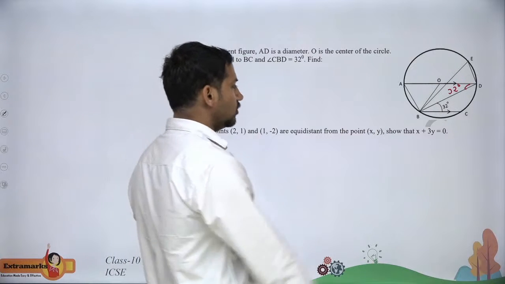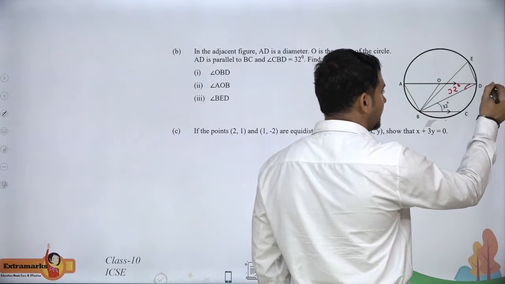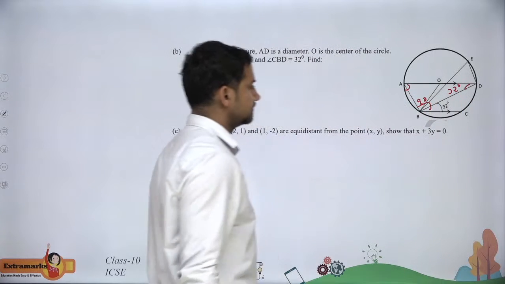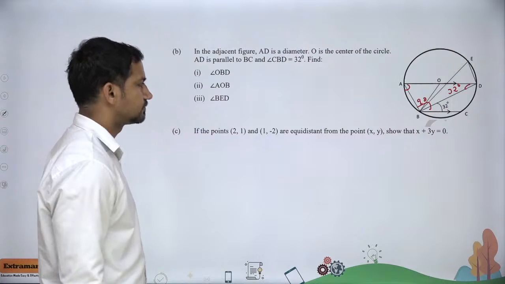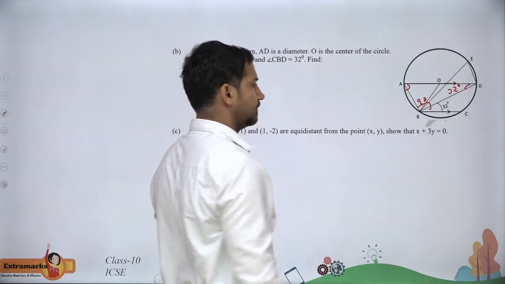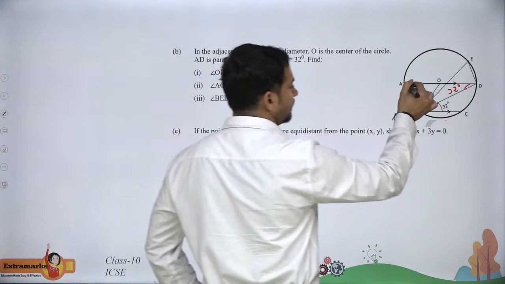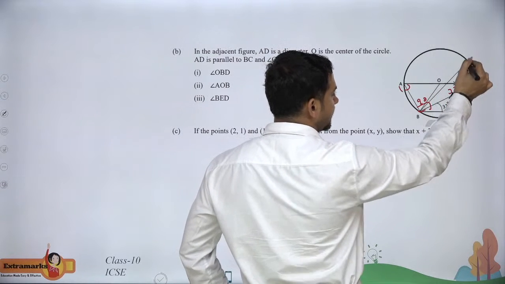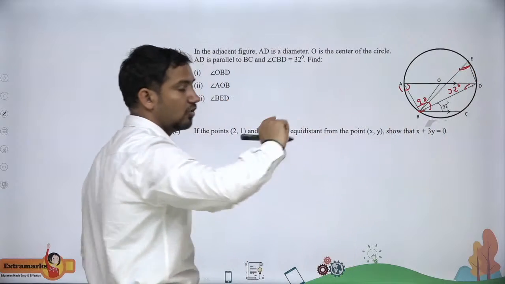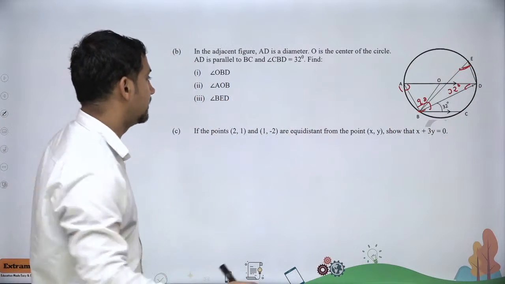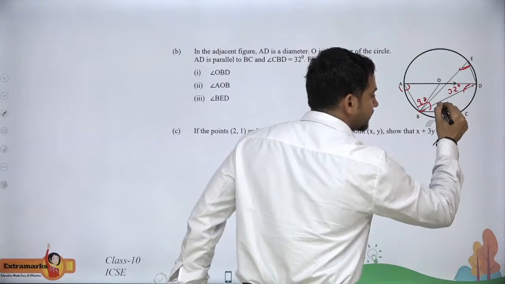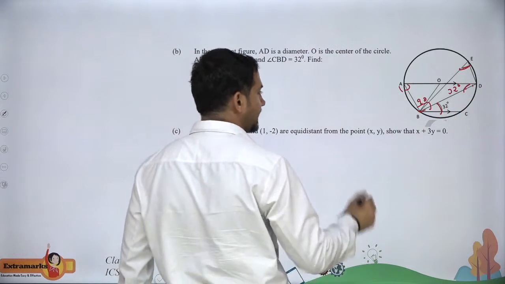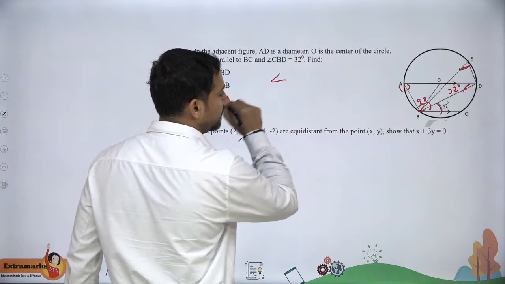We know that this angle is 90 degrees because this is the diameter. This is 32, then we find this angle also. If we see, this angle and this angle are equal by alternate interior angles. First of all, by alternate angles, these two angles are 32 degrees. Then by the alternate segment theorem, we find all of these one by one.